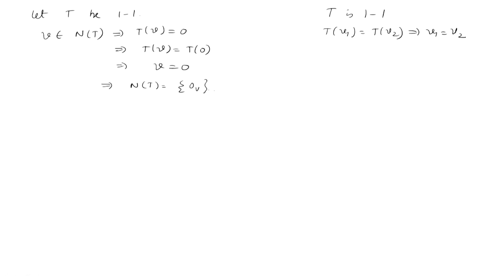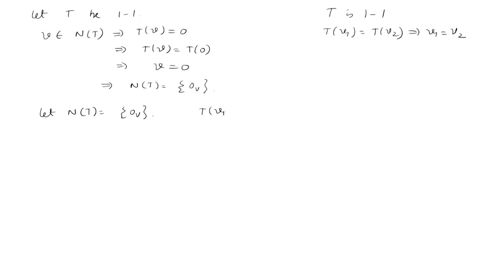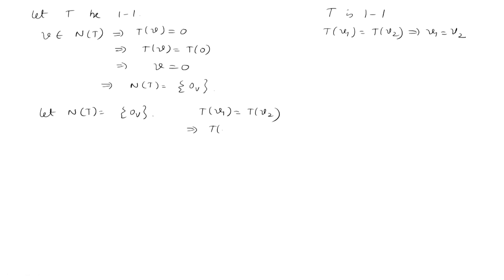Now the converse: let the null space of T be the singleton {0}, and we have to show that T is 1 to 1. So let T of V1 equal T of V2, and we have to show that V1 equals V2 for T to be 1 to 1. This implies T of V1 minus T of V2 will be 0.